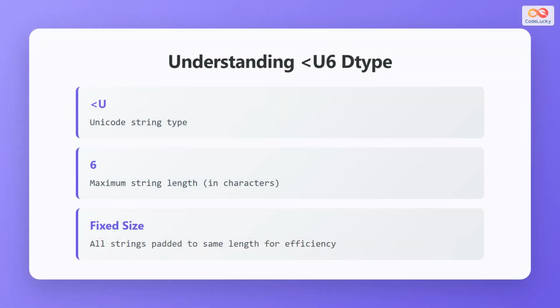Let's break down what <U6 means. The <U part indicates that this is a Unicode string type, which supports international characters and symbols. The number 6 represents the maximum string length in characters. This is important because NumPy uses fixed-size arrays for efficiency. All strings in the array are padded to the same length, which allows for fast memory access and vectorized operations. NumPy automatically determines this length based on the longest string in your array.